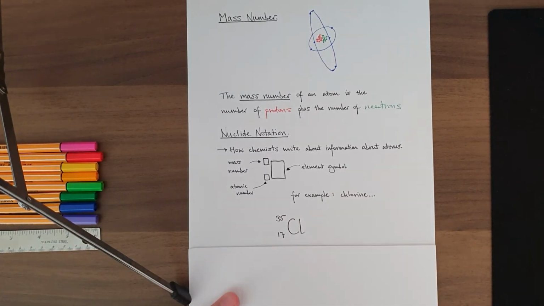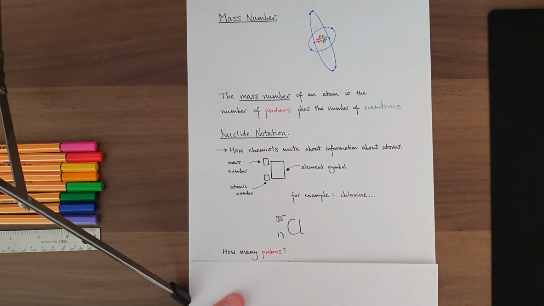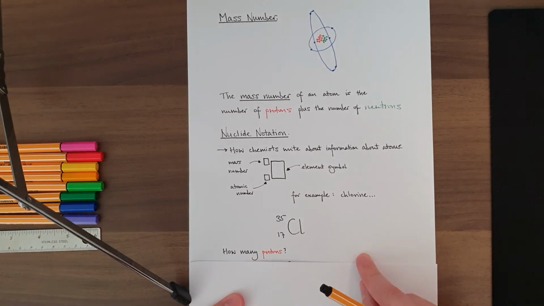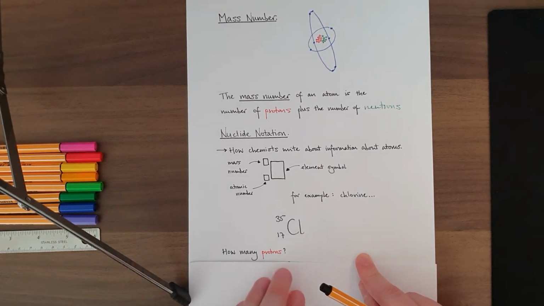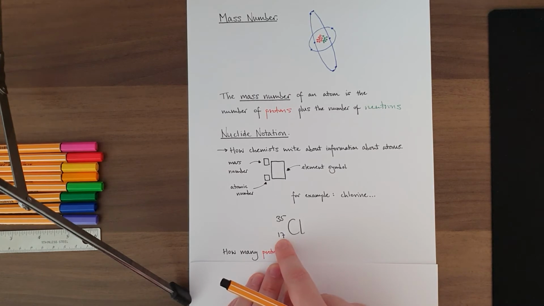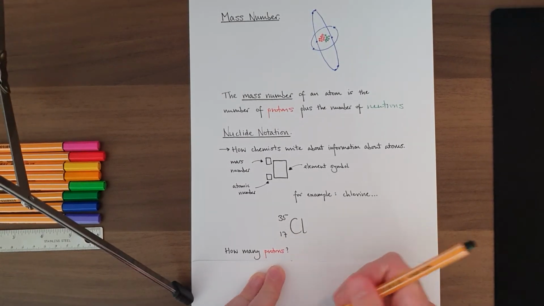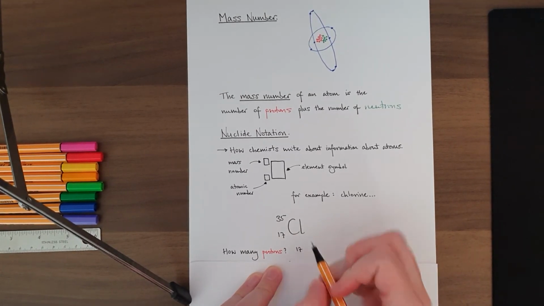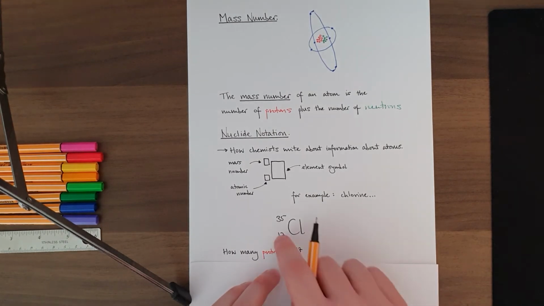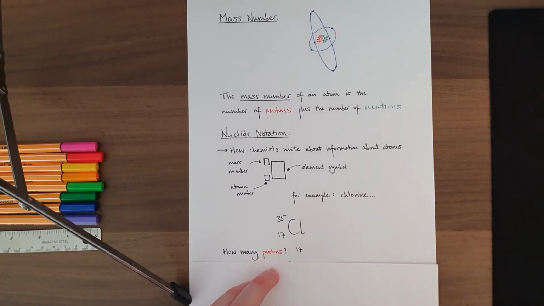So, for example, how many protons are contained in this atom of chlorine? Well, that's an easy one because you can just look straight at the atomic number, and that's exactly what the atomic number tells you. If the atomic number is 17, this atom has 17 protons, because that is what that information is all about in the first place.